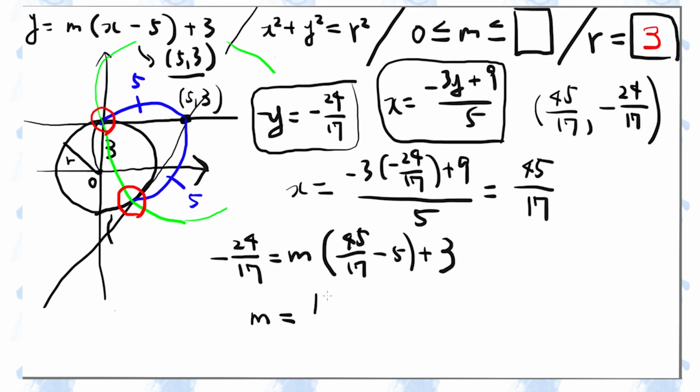And the answer is 15 over 8. The maximum value of m is 15 over 8, and the radius r is 3.